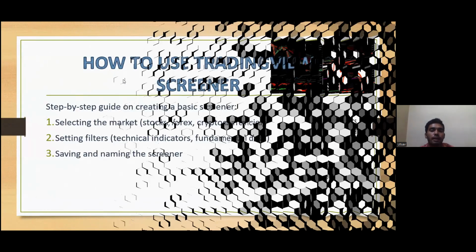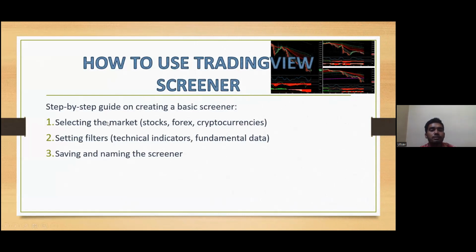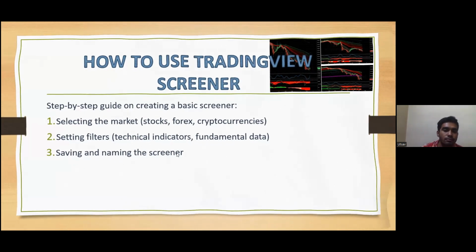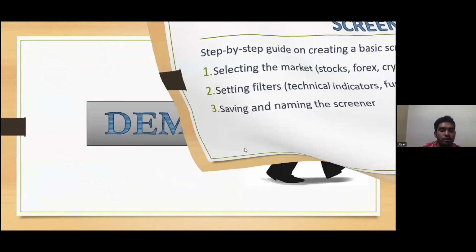So how does the TradingView screener work? We can select the market we want, like stocks, forex and cryptocurrencies. We can set filters based on technical indicators and fundamental data. There are different types of indicators, like RSI, that is the Relative Strength Index. And we can save a name for the screen also. Let us proceed to the demo.